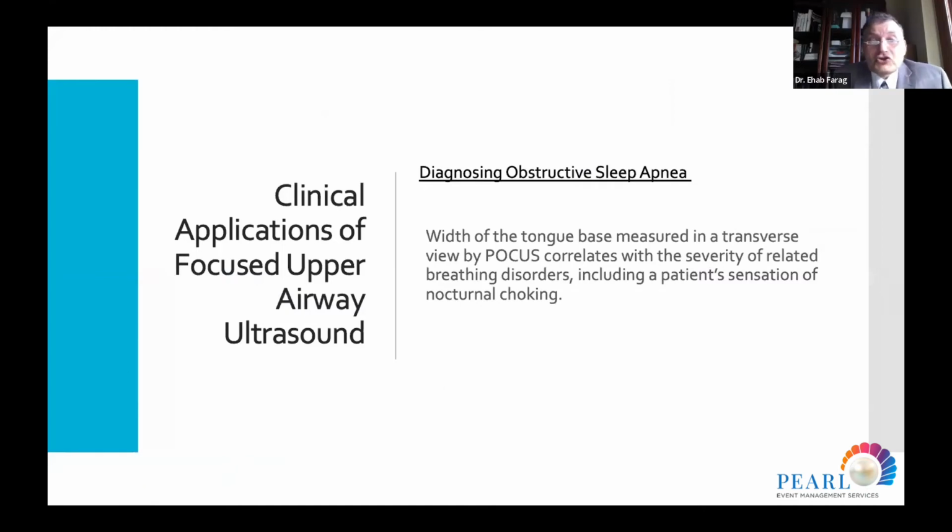So also we can diagnose obstructive sleep apnea. The width of the tongue, measured in the transverse view by point of care ultrasound, correlates with the severity of sleep-related breathing disorder, including patient sensations of nocturnal choking.